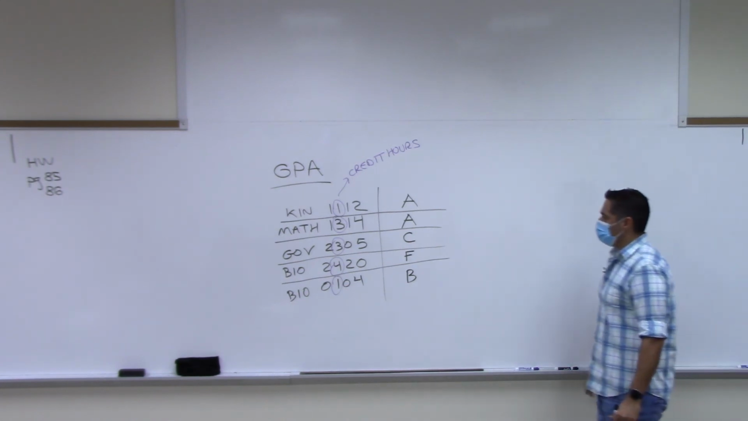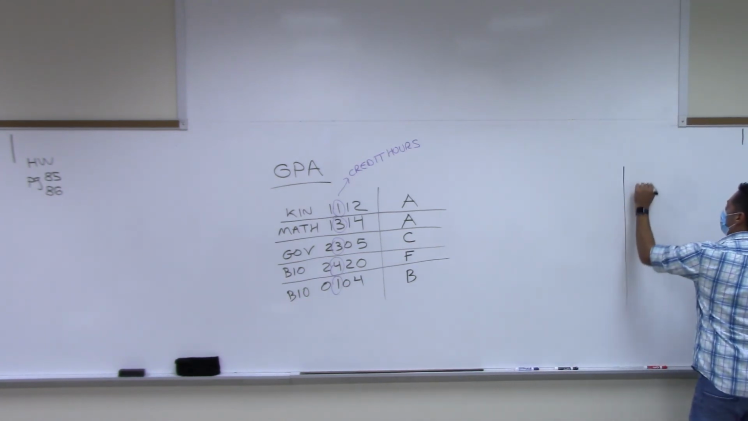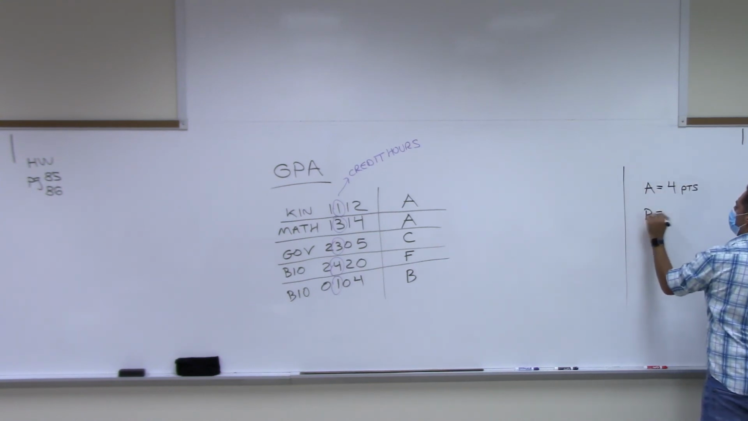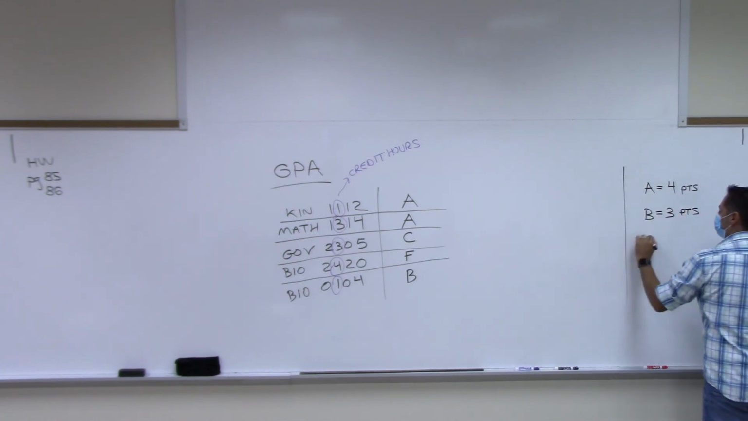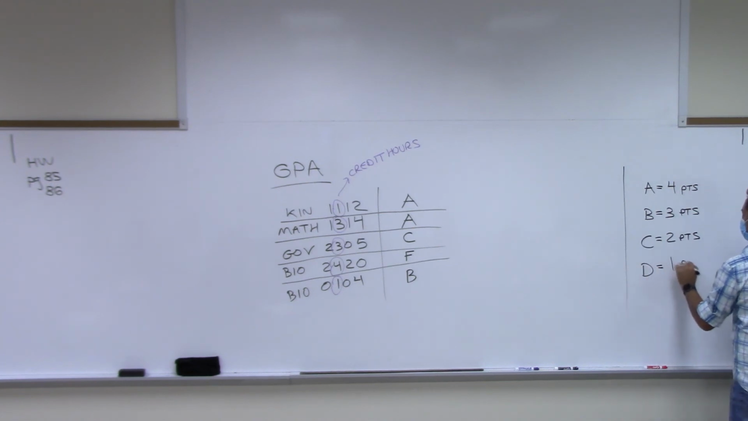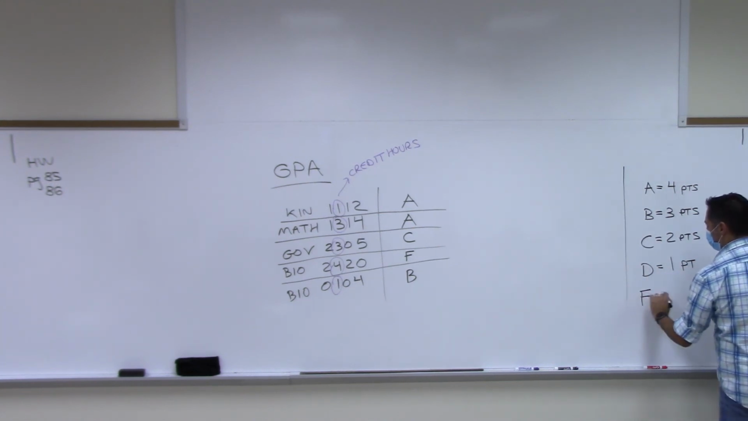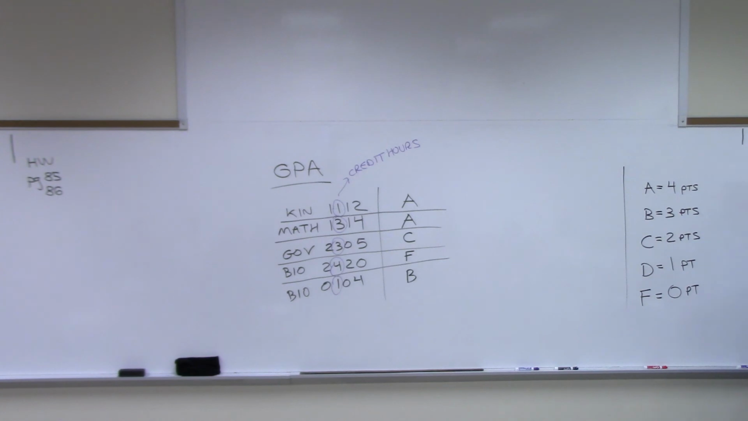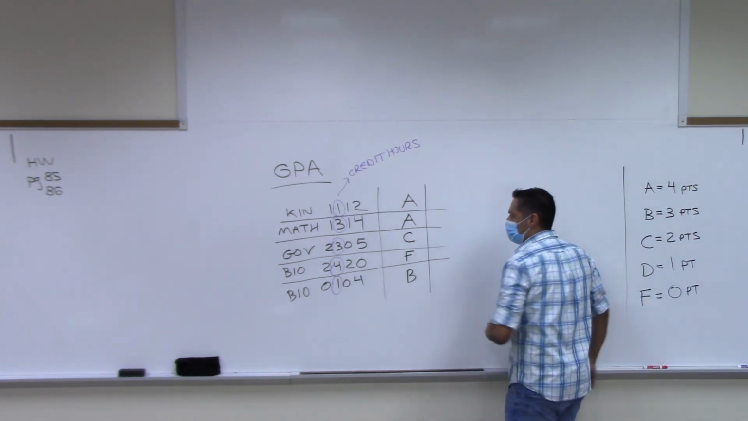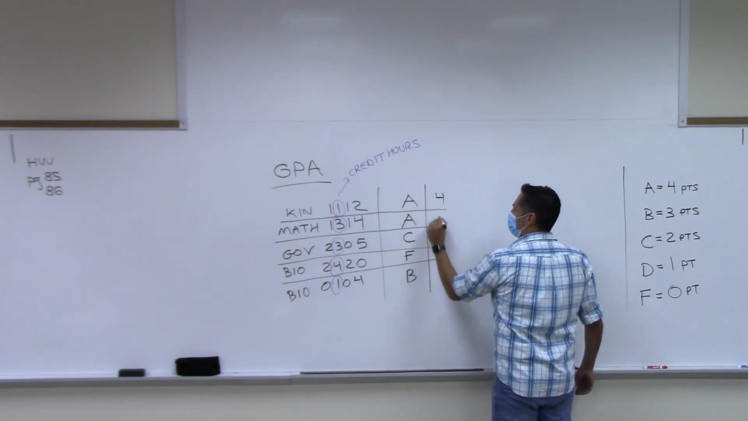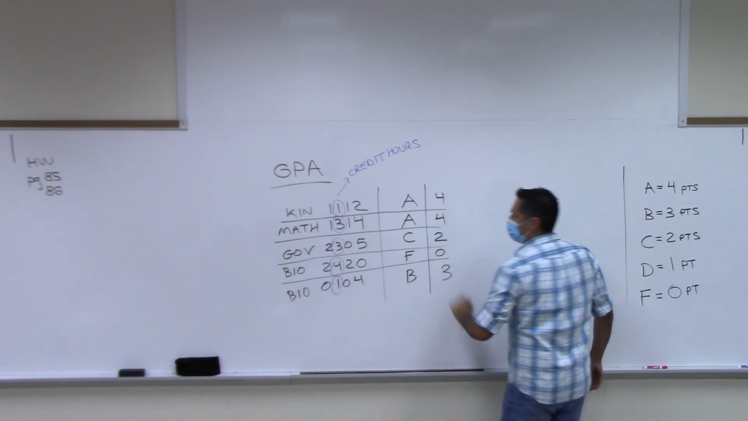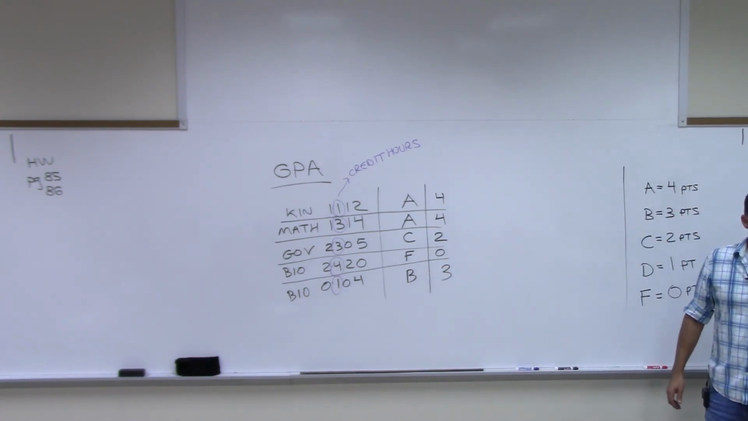So the way it works is that an A is worth 4 points. A B is worth 3 points. A C is worth 2 points. A D is worth 1 point. And an F is worth 0 points. So what we do now is translate these letter grades into numbers: 4, 4, 2, 0, 3. With me?